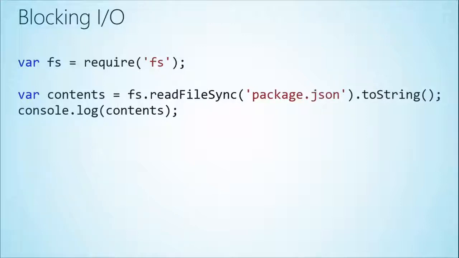Now, what you'll see on the screen is this blocking I/O. I'm getting the file system module, and I'm trying to read a file, but I'm reading it synchronously. So what's going to happen is the event loop is going to be blocked until the whole file is read. This might not be very optimal, because sometimes files are going to be 100 megabytes. Really, really big.